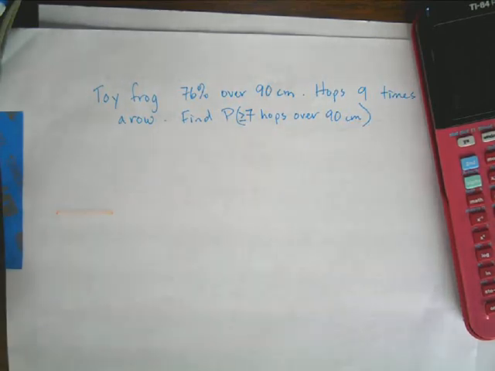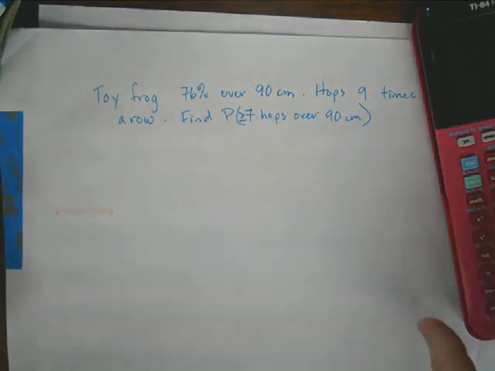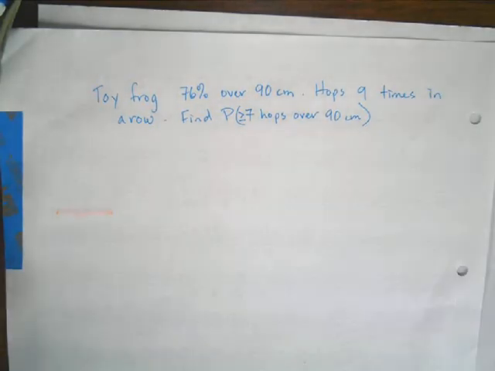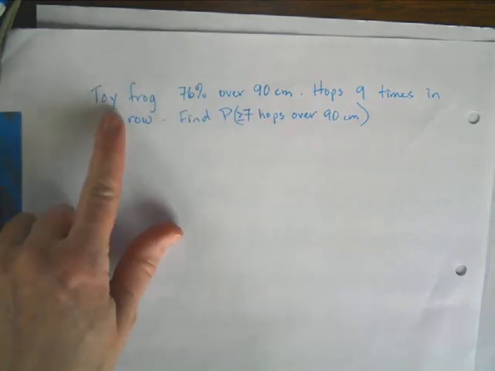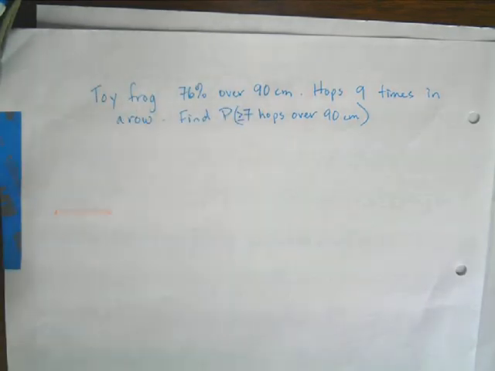Okay, bloggers, looking at your results in Mathspace and also from some of the emails that I got, this was a doozy of a problem. So we have a toy frog that jumps, and depending on how Mathspace created your problem, these numbers are going to be different, but they're all about a toy frog, and the way we solve it is going to be the same for everybody. It's just that your numbers might be a little different.